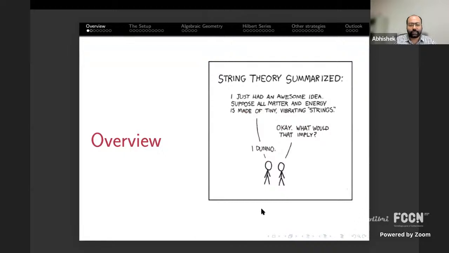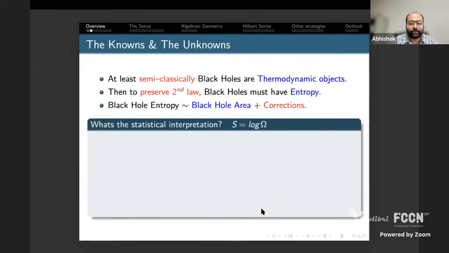So let me start with the overview. I do not have to tell this audience about black holes and the importance of counting microstates for the black holes. But anyway, the black holes have a black hole area, which is basically connected to the black hole entropy. And then there are, of course, corrections to it.